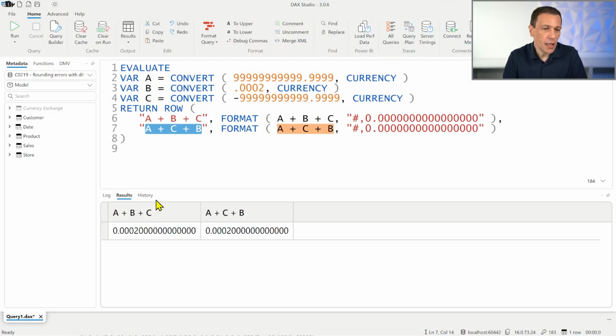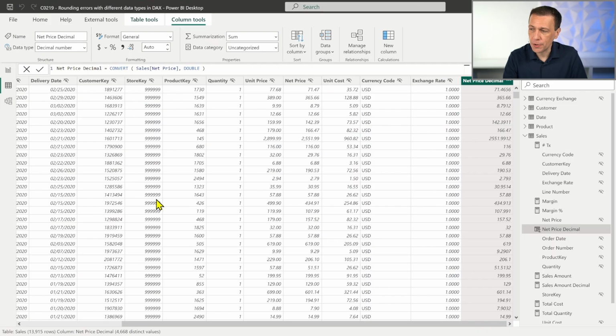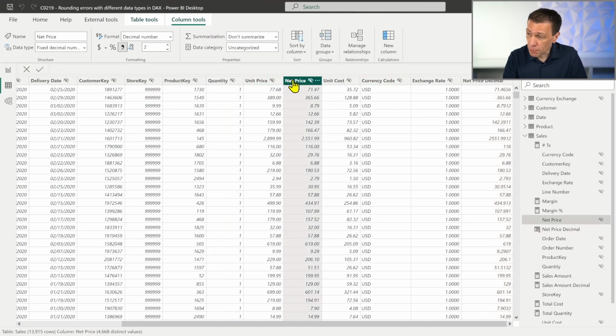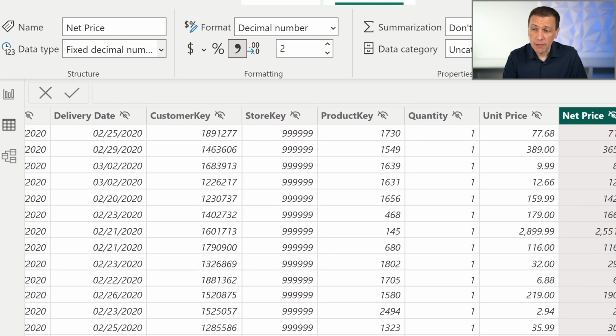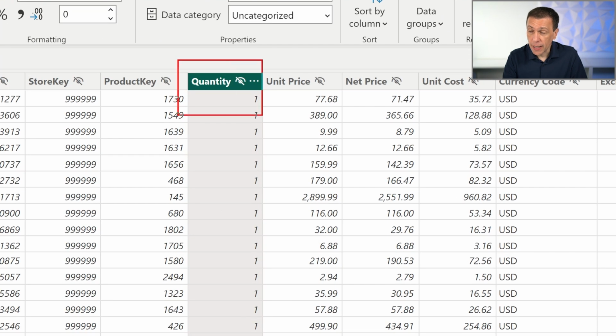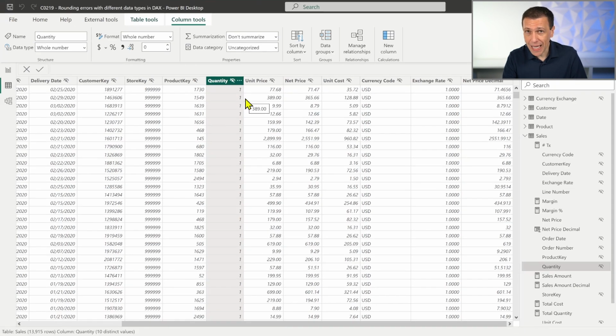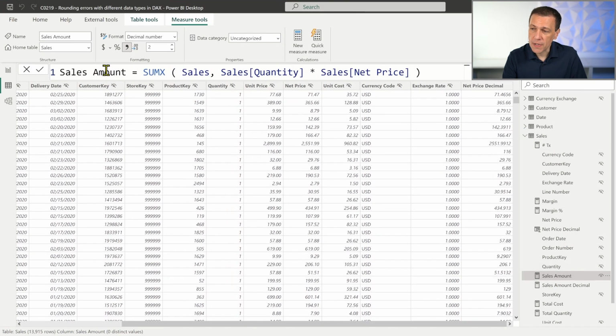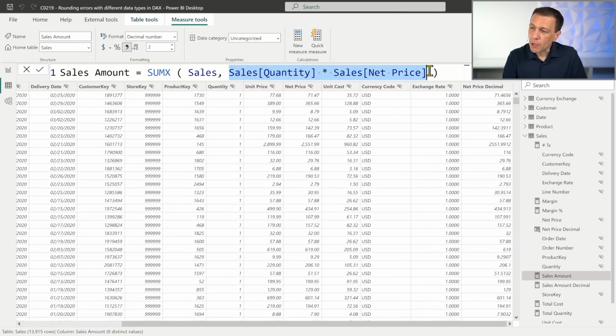So just let me recap what we have in the model. We have quantity, we have net price. Net price is a currency, fixed decimal number, and quantity is an integer data type. So we have an integer multiplied by a currency in the measure that we use, sales amount. So sales amount is the classical quantity multiplied by net price, and we sum the result of this multiplication across all the rows of the sales table, depending on the aggregation we apply in the report.